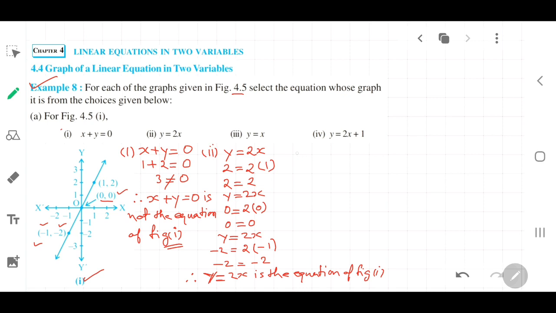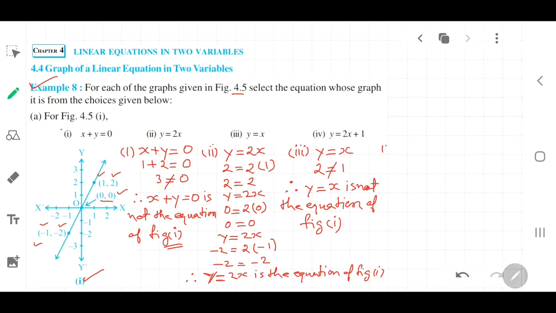Now next you try with the third equation. Is the third equation satisfying the figure? Let's see. Y is equal to x. Check the first one. What is the value of y given here? That is 2. What is the value of x given here? That is 1. Is 2 equal to 1? No, they are not equal. So directly you can write, therefore y equal x is not the equation. Correct? Is not the equation of figure 1.